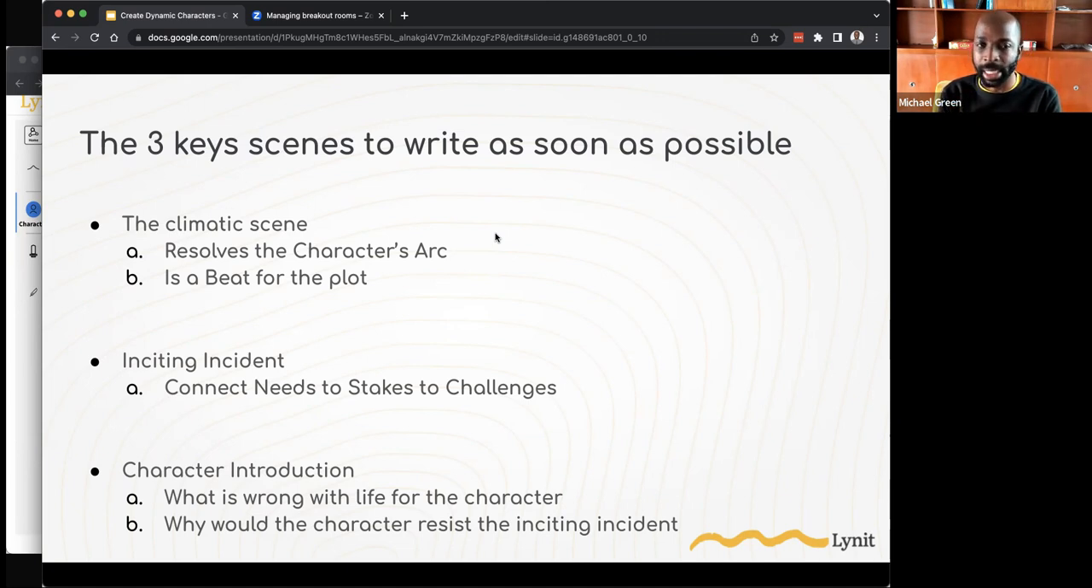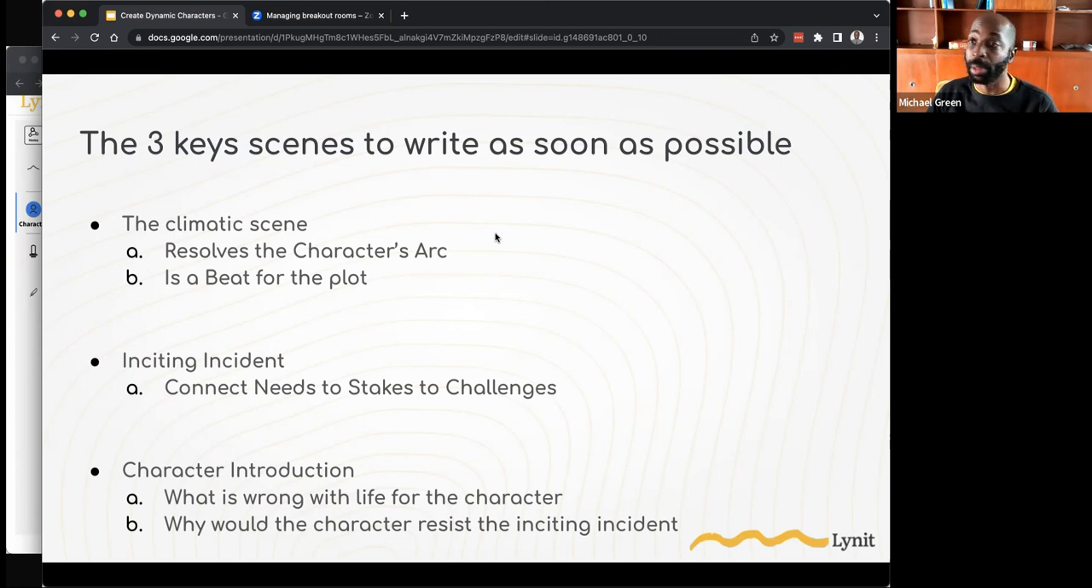Second is the inciting incident, right? This is where you connect the needs of the character to the stakes, to the challenges. This is the scene that captures why this character is even in the story, right? So really try to capture that early. How will these things relate? What's going to set them off on this journey, right? That you are rooting for this character to hopefully resolve their needs, both unconscious needs and conscious needs, right?